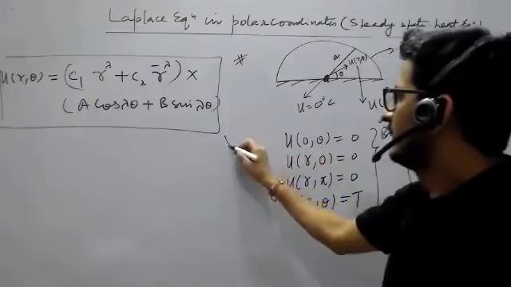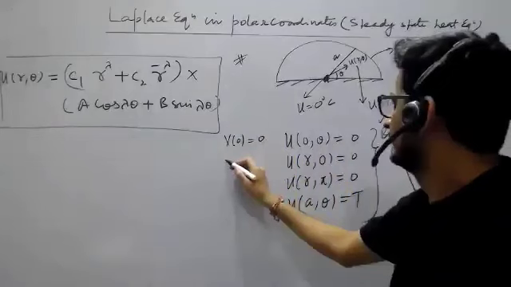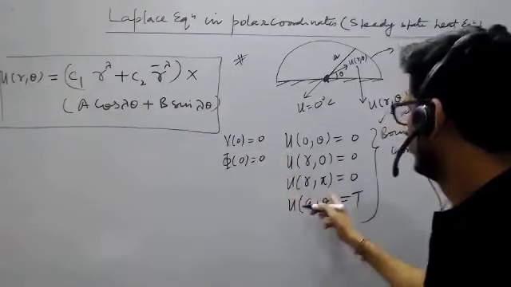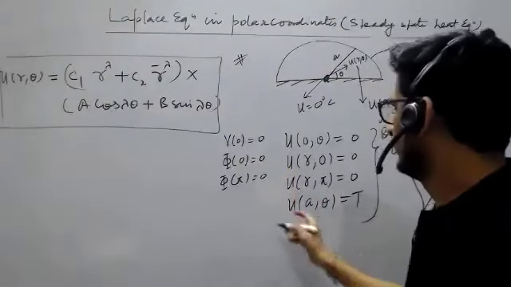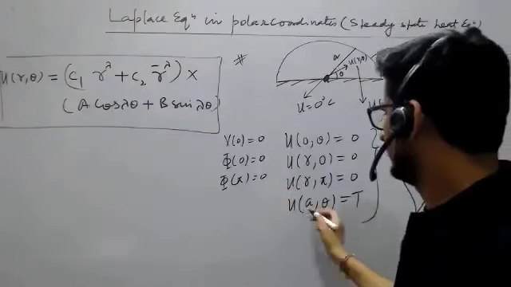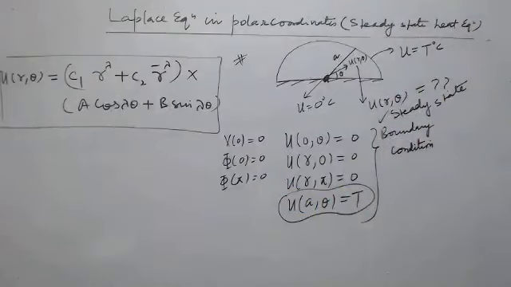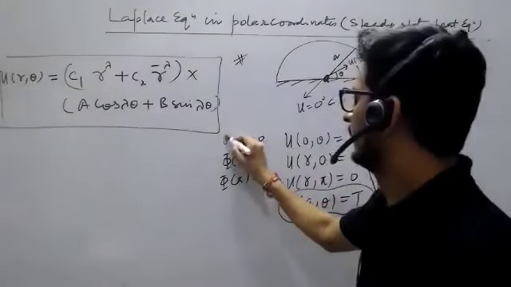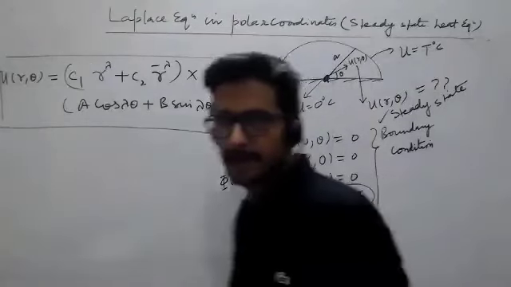This one results in x0 is 0. This one results in capital theta 0 is 0. This will result in capital theta pi is 0, and this last one we will finally apply at the end, and not x, r. R0 is 0. So now let us apply the first one.